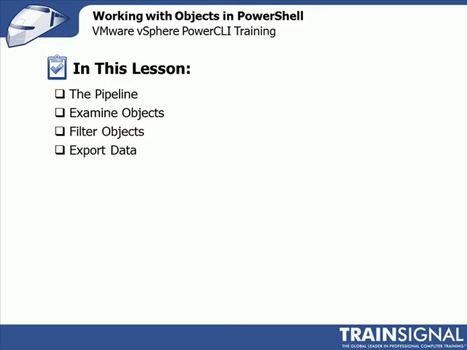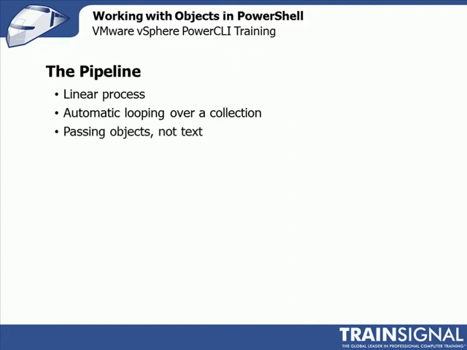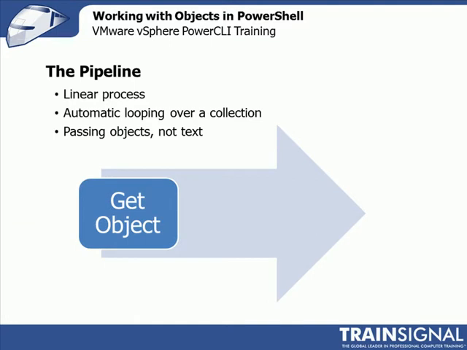These skills apply to anything that you're doing in PowerShell, but they apply especially to PowerCLI. The pipeline in PowerShell is a linear process. It starts at the left and it goes to the right. It involves looping over a collection, and this is an automatic procedure. All you have to do is start with an object and pass it down the pipeline, and if there are multiple objects, they will get iterated over in turn.